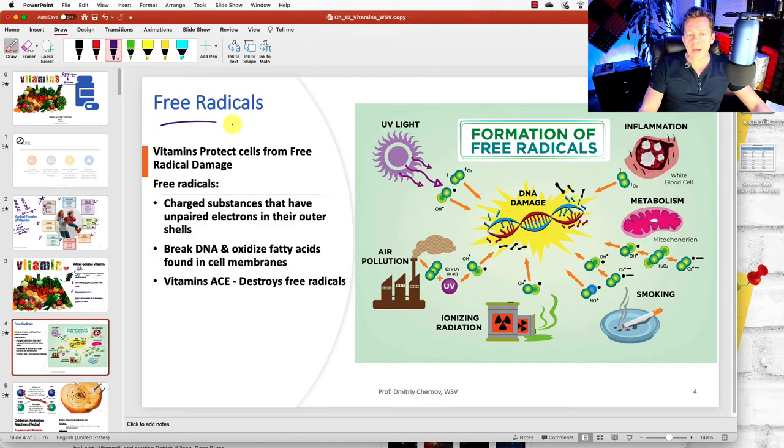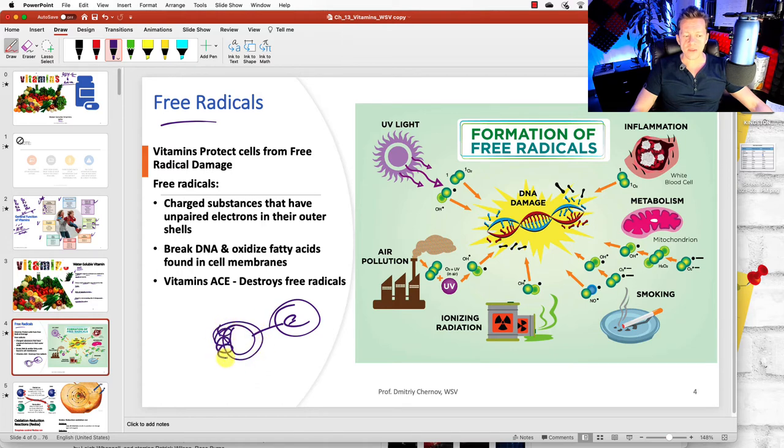So what is an oxidation reaction? The oxidation reaction is when a cell loses an electron. So let's say it's this cell, and there's a cell membrane. The cell loses an electron and gains oxygen, and this is an oxidative process. Basically, through the oxidative process, your cells are damaged. The DNA of the cell is damaged. That can eventually lead to cancer, to mutation, and to the death of a cell.